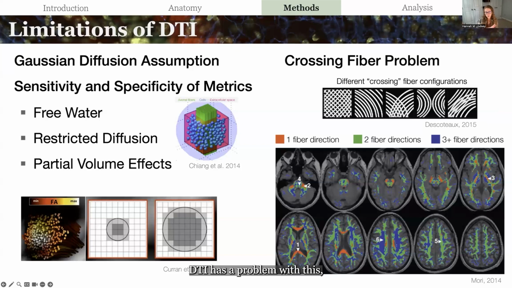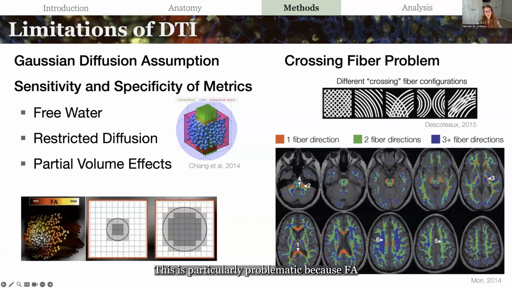DTI has a problem with this because the ellipsoid model only represents the dominant direction of water diffusion. Thus, it only describes a single primary direction per voxel averaged across the voxel, and it assumes that water diffusion within that voxel is mostly uniform. In regions where multiple tracts cross, diverge, converge, whatever, DTI oversimplifies the diffusion profile by averaging them. This leads to inaccurate representations of the underlying fiber architecture and results in underestimations of FA, as the combined diffusion signals from multiple tracts create the appearance of more isotropic diffusion.